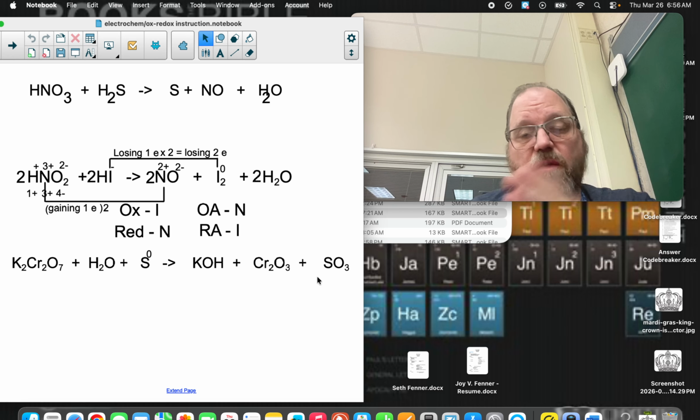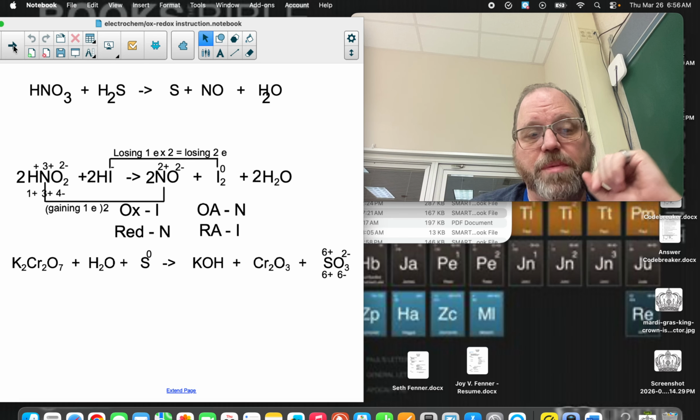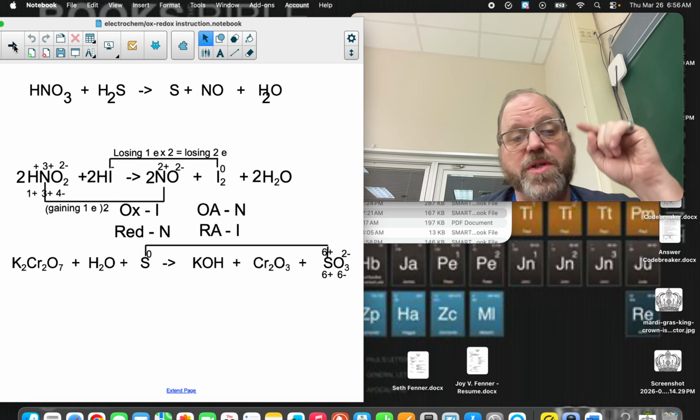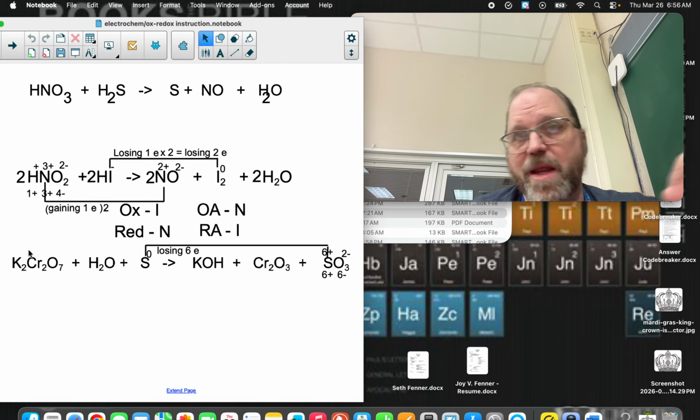Now we go to the other side. That's a covalent molecule. We're going to treat it ionically. Oxygen is -2 times 3 is -6. So that means that sulfur has to be +6. So 0 to +6, we're going up. That means we're losing 6 electrons. All right, let's go to the opposite side. Any other ones by themselves?